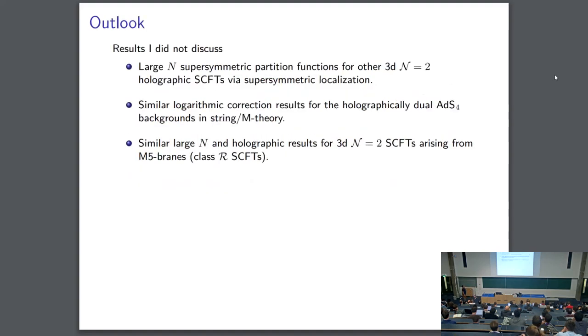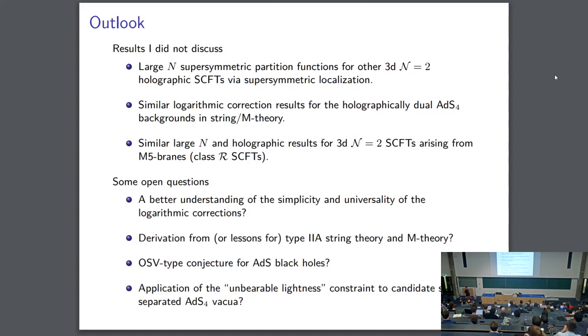What I didn't tell you about is that we can do this for a large class of other CFTs with various internal manifolds in other dimensions also. And there are some open questions. These logs look very simple. I told you how to compute them, but I didn't really tell you why the result is so simple, so this begs an explanation. And maybe this is teaching us something about string or M theory. Maybe there's something like an OSV in AdS.